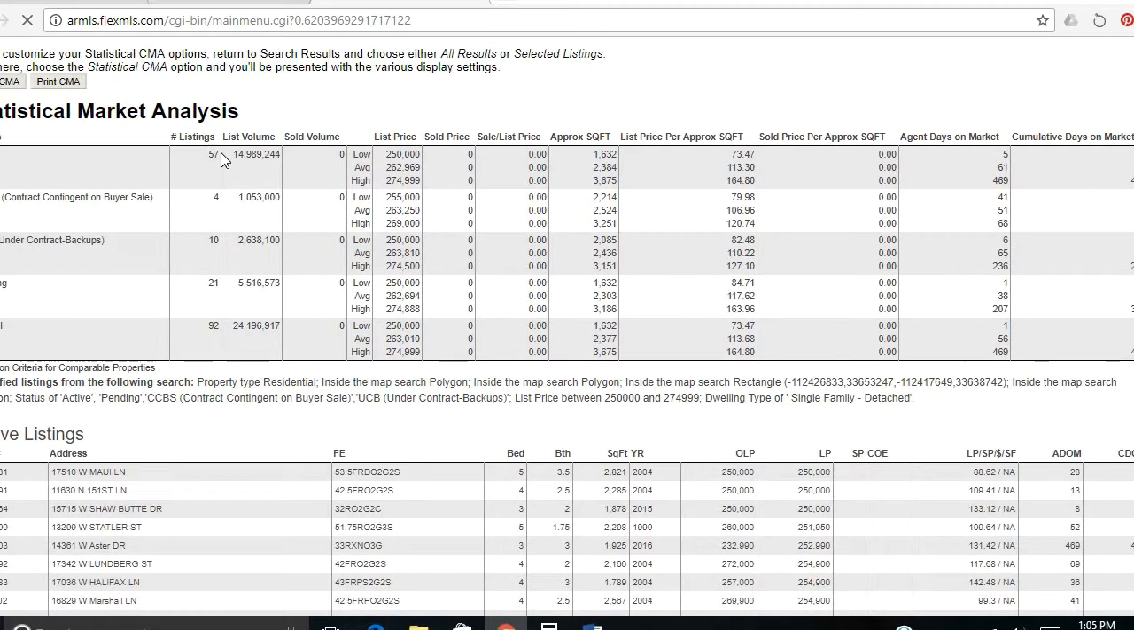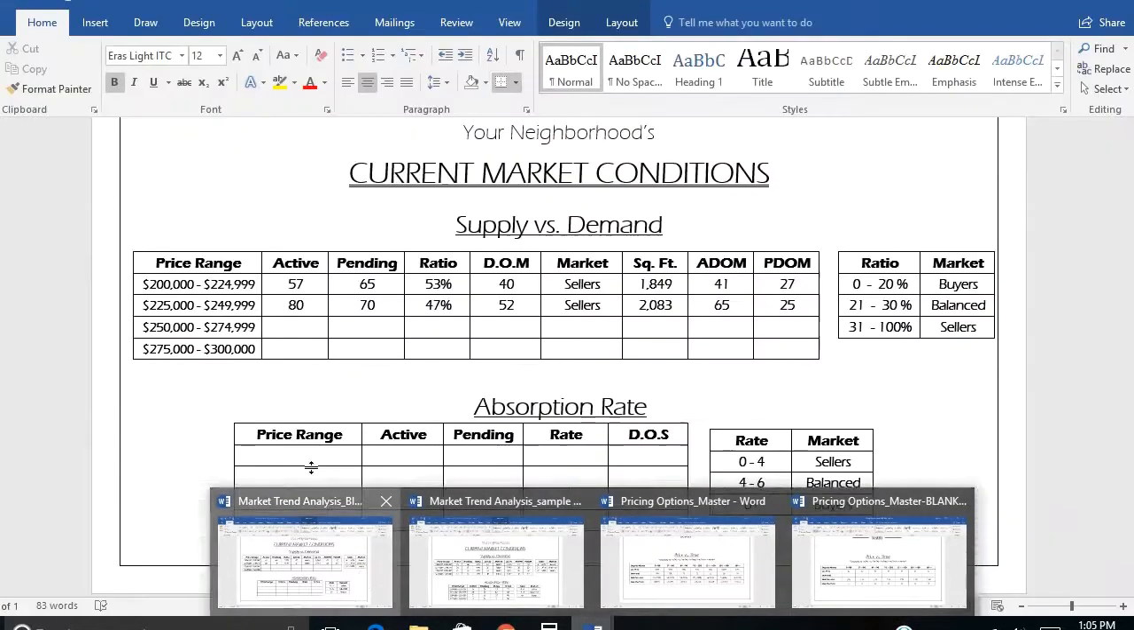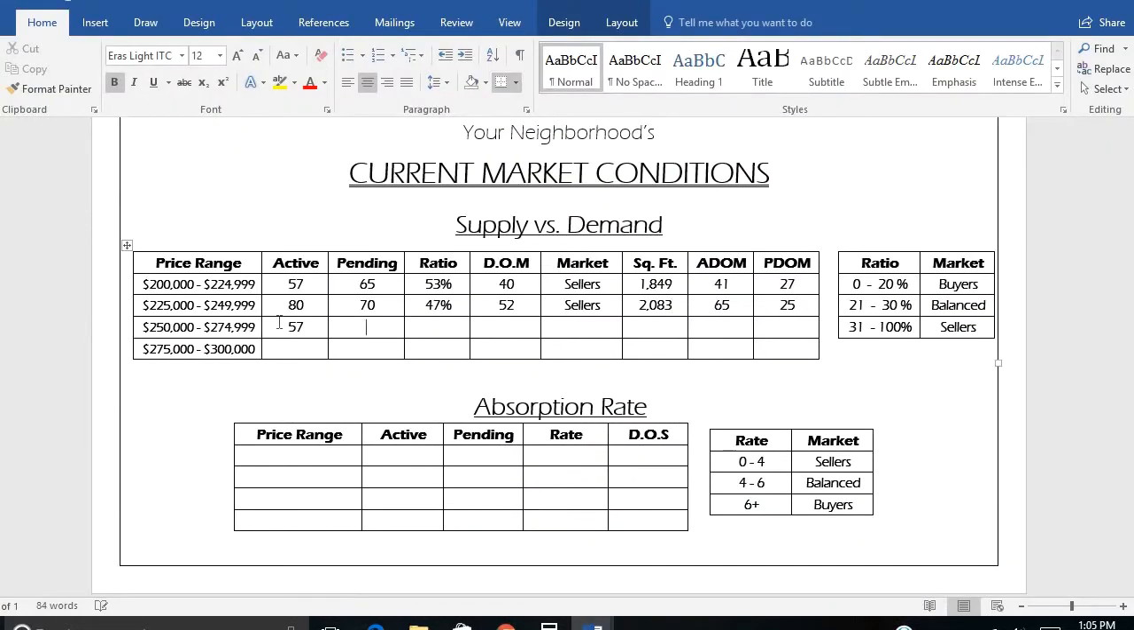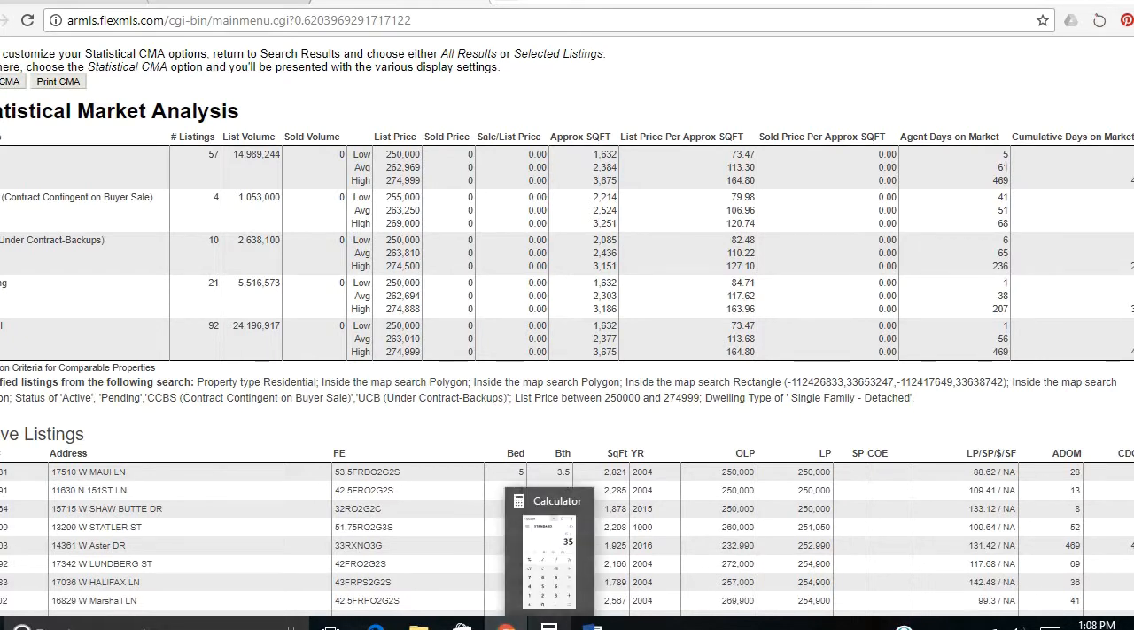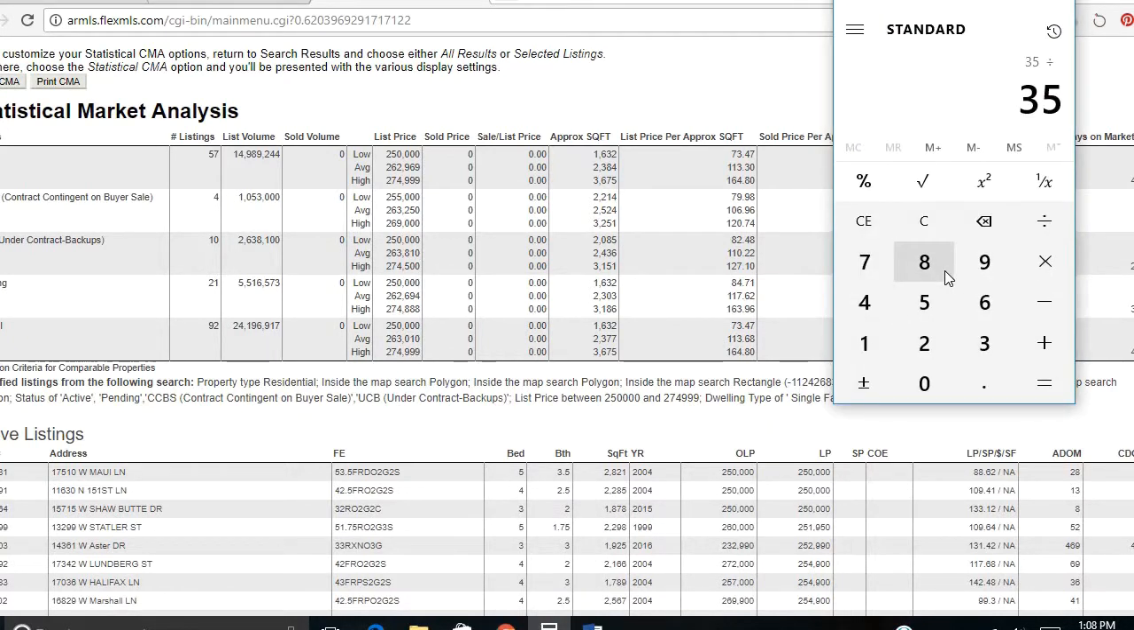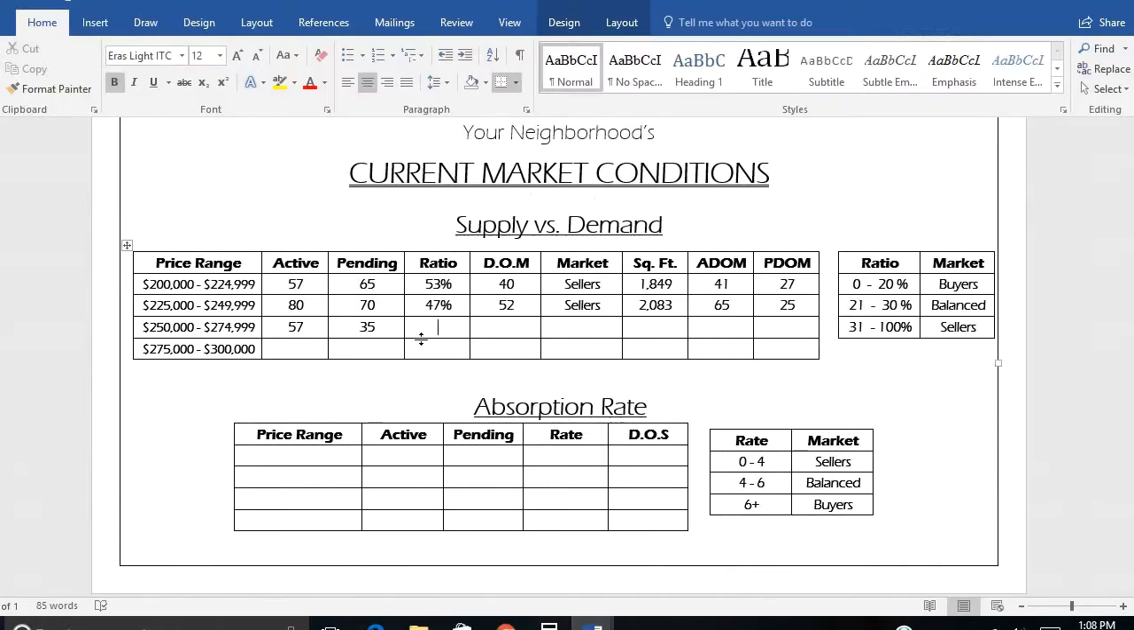All right, so we've got 57 active and 35 pending. So 57 and 35. And then the ratio is going to be pending divided by total. Okay, so the equation was 35 divided by, what was the overall? 92. So 35 divided by 92 is 38%. So go back, 38%. Is still a seller's market, a little weaker, but nonetheless, still a seller's market.